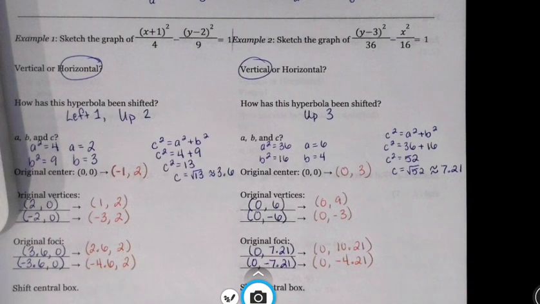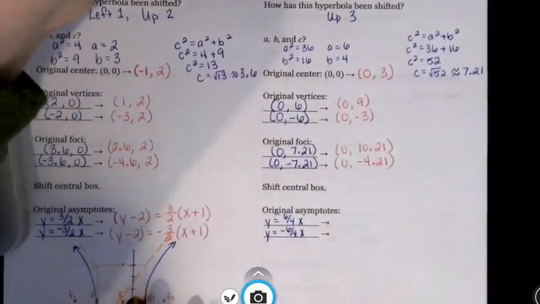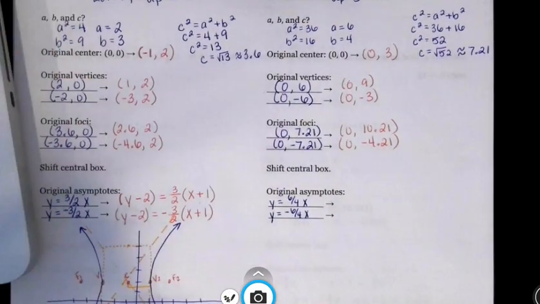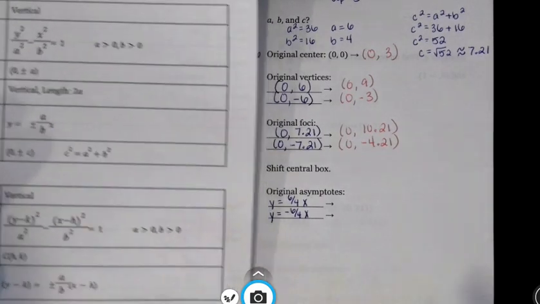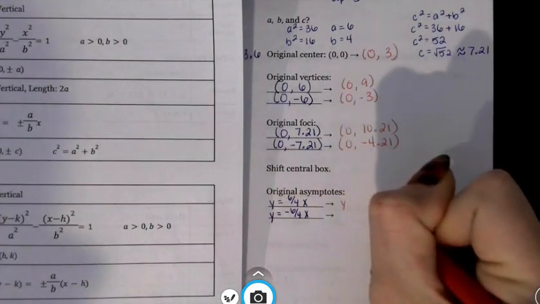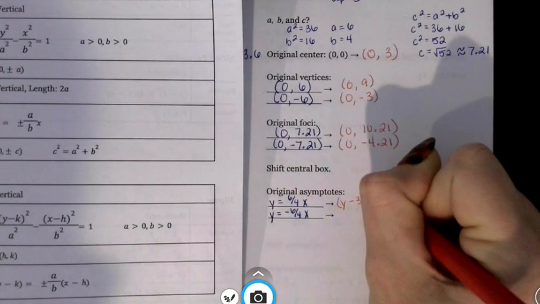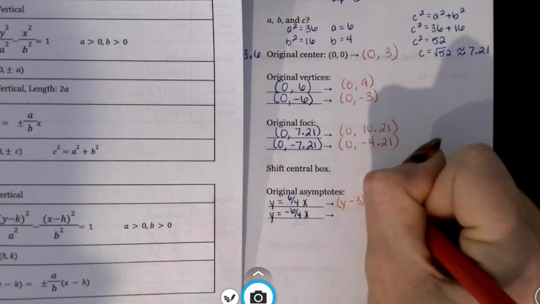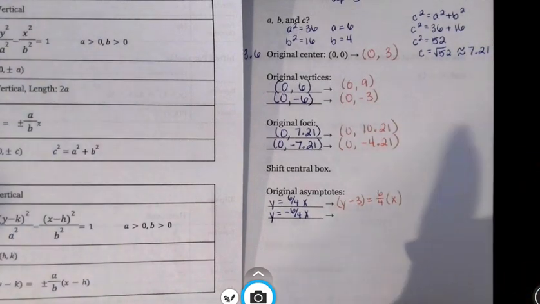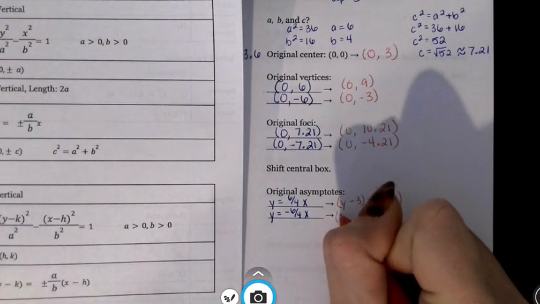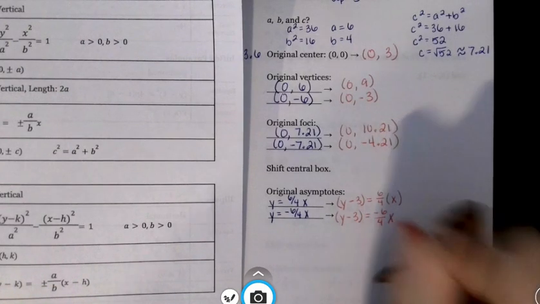And then my new asymptotes, I'll scoot this all the way up so we can also sketch it. Use the template on my formula sheet, which is down here. So I have y minus 3 equals positive 6 over 4 x. My h was 0, so it's technically minus 0. So I guess I didn't even need those parentheses. And then I have the negative version. So negative 6 over 4 x.